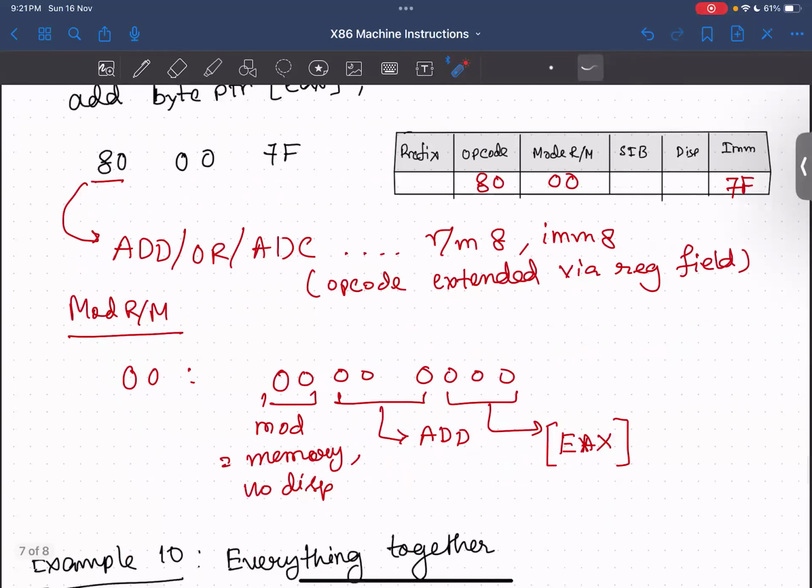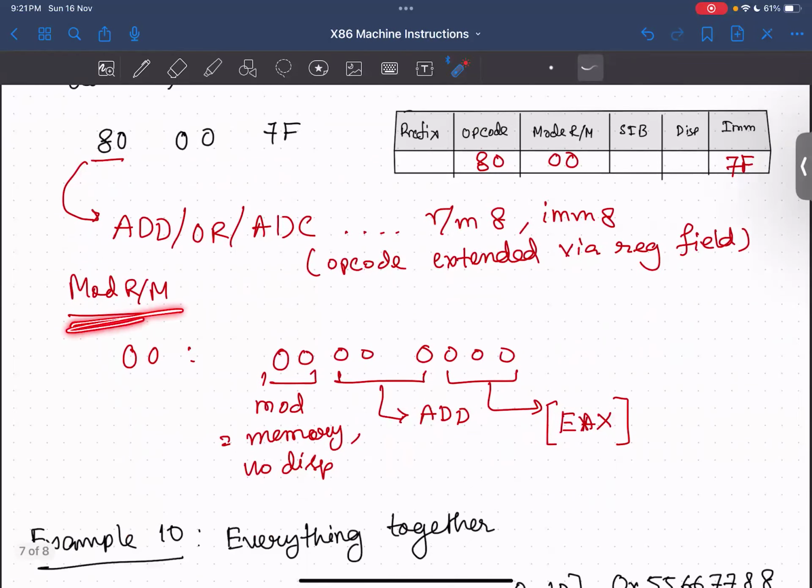Okay. So if I have to expand the ModRM byte, it is all zeros. The first 2 bits are our mod bits, and we know 00 means memory with no displacement. Now this one is a bit different. Here the next reg field basically tells you what kind of opcode you are going to use. So 000 means you are going to use add within this 80, right?